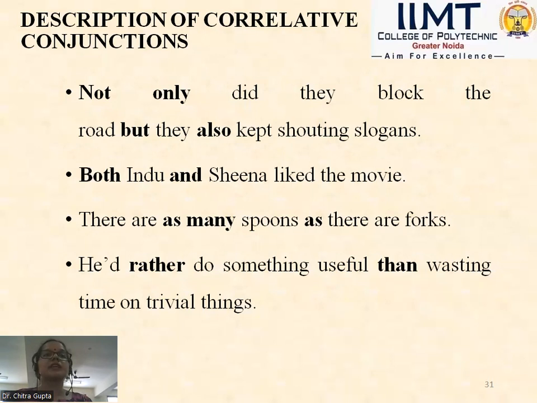Another one is, he would rather do something useful than waste time on trivial things. It is suggested that he should rather do something useful than waste time on unnecessary things, trivial things. So you have seen that all these examples are correlated with each other, because correlative conjunctions always come in pairs.